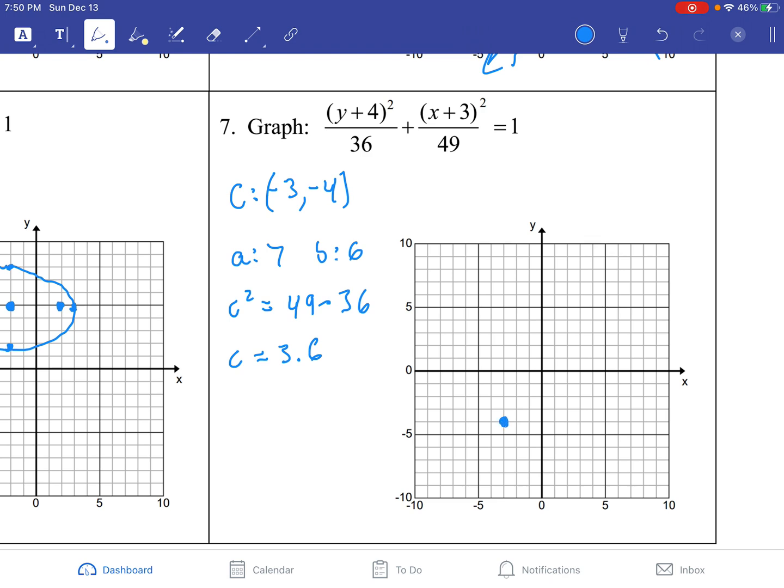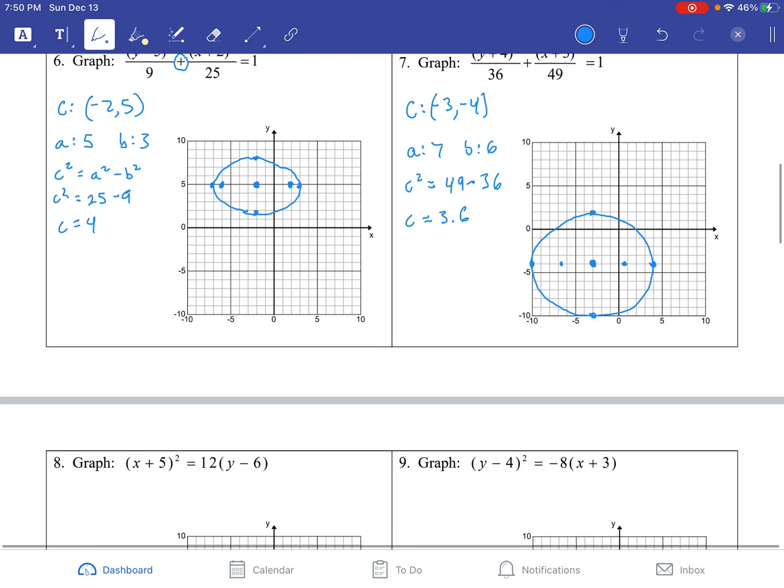We've got -3, -4, which means our point's going to be right there for the center. Again, this graph's going to be horizontally orientated because the 49 is underneath the x term. So I'm going to go 7 to the left and 7 to the right. I'm going to go up and down by 6. So my ellipse will look something like this. And I'm going to go 3.6 from the center for my focal points. Here's my graph for number 7.